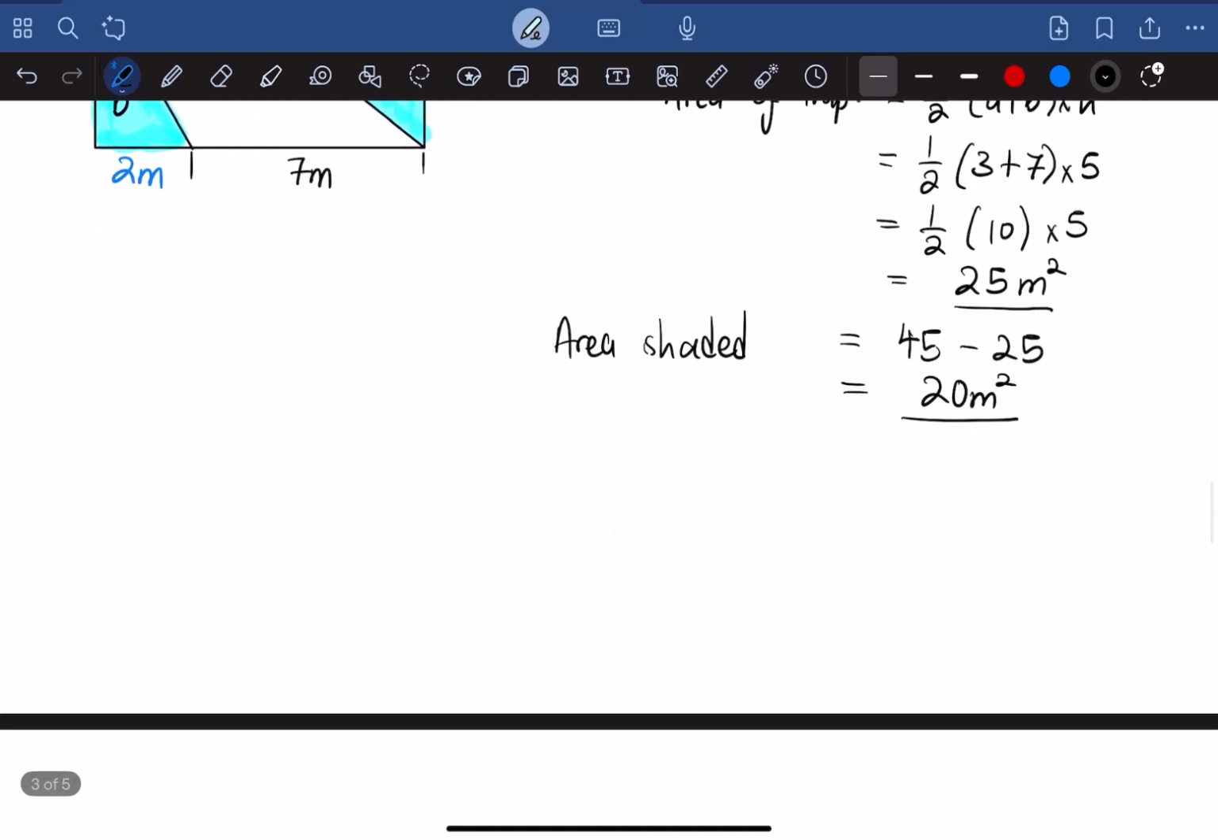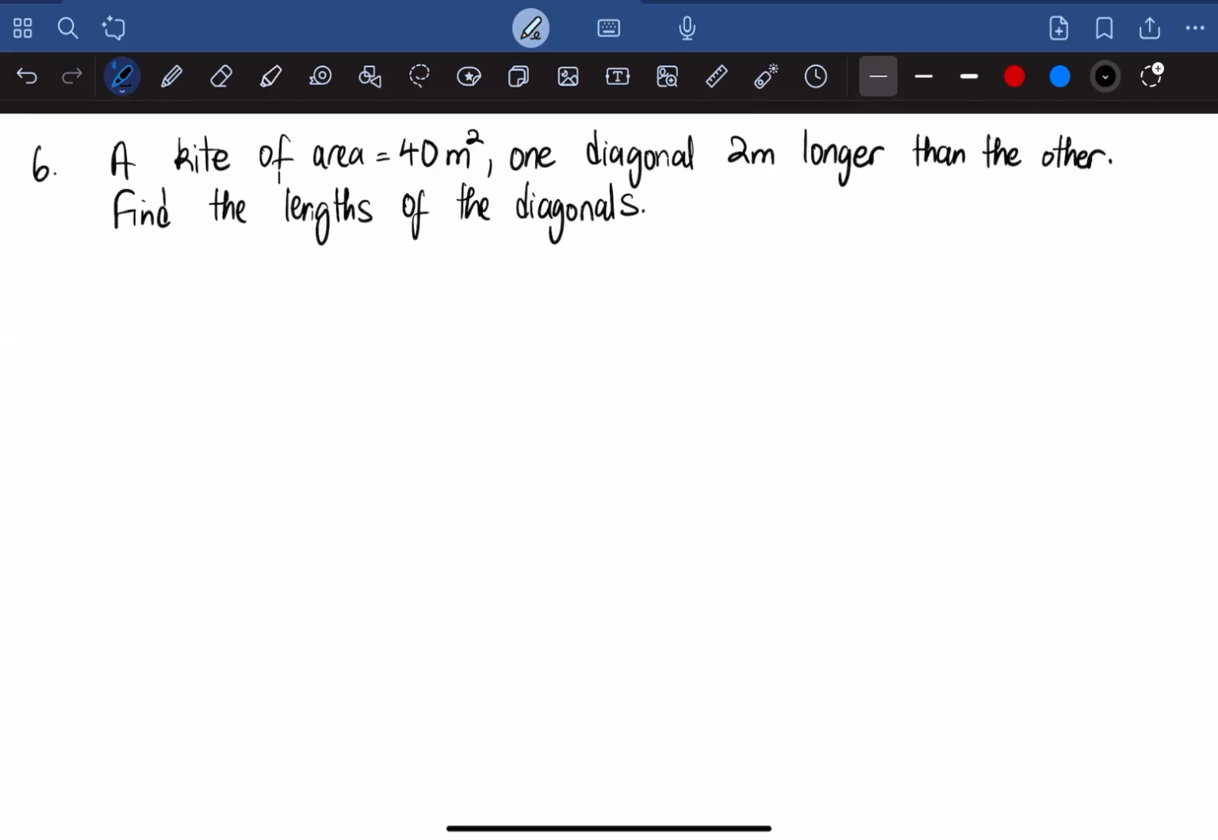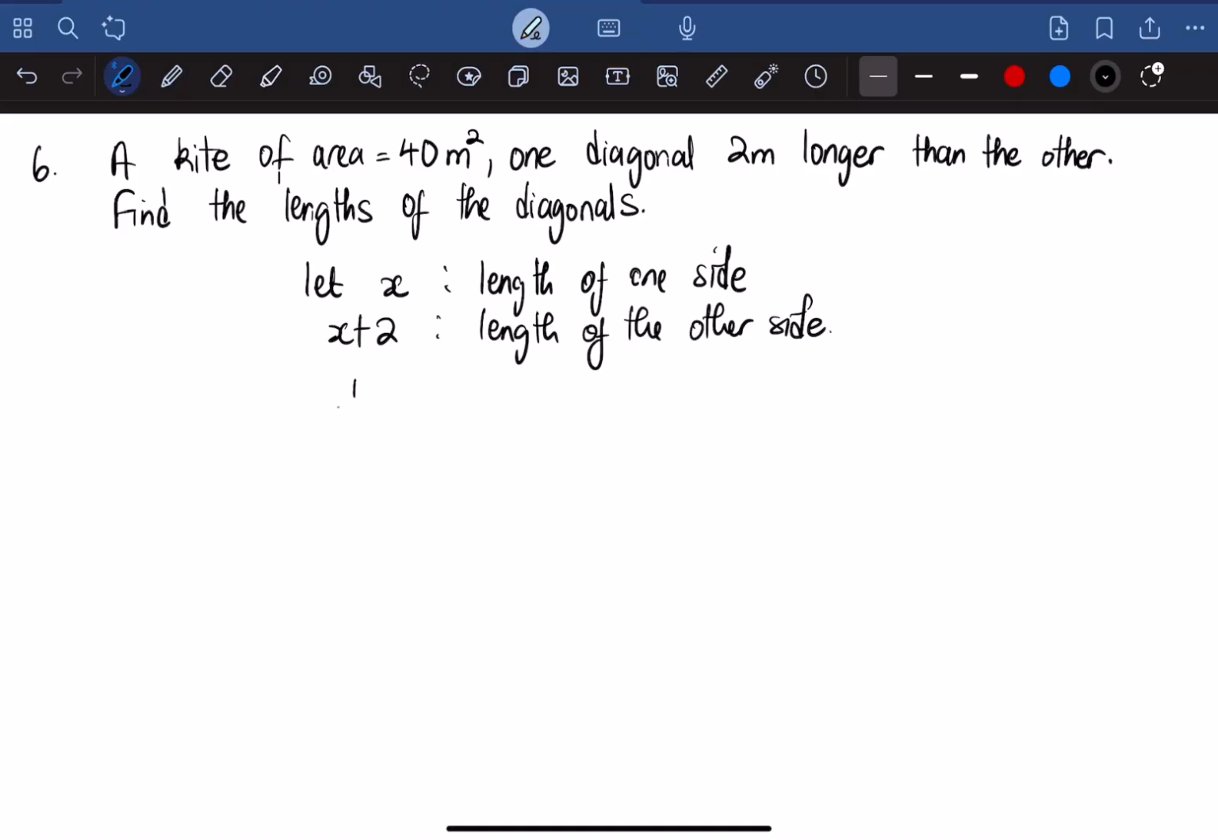Just one more example. A kite of area which is equal to 40 square meters. One diagonal is 2 meters longer than the other. Find the length of the diagonals. I'm going to let x be the length of one side and x plus 2 be the length of the other side. And we know that the formula to get the area of a kite is half A multiplied by B. And we're told that the area is equal to 40 square meters.